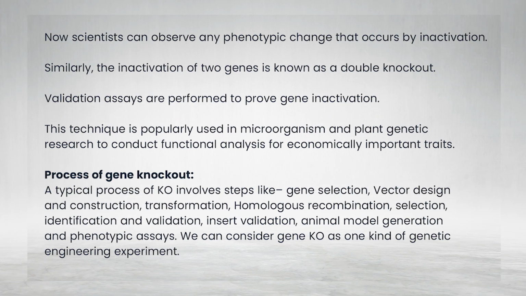A typical process of gene knockout involves steps like gene selection, vector design and construction, transformation, homologous recombination, selection, identification and validation, insert validation, animal model generation and phenotypic assays. We can basically consider gene knockout as one of the genetic engineering experiments. Now let us look at the details of the different processes involved in knockout technology.